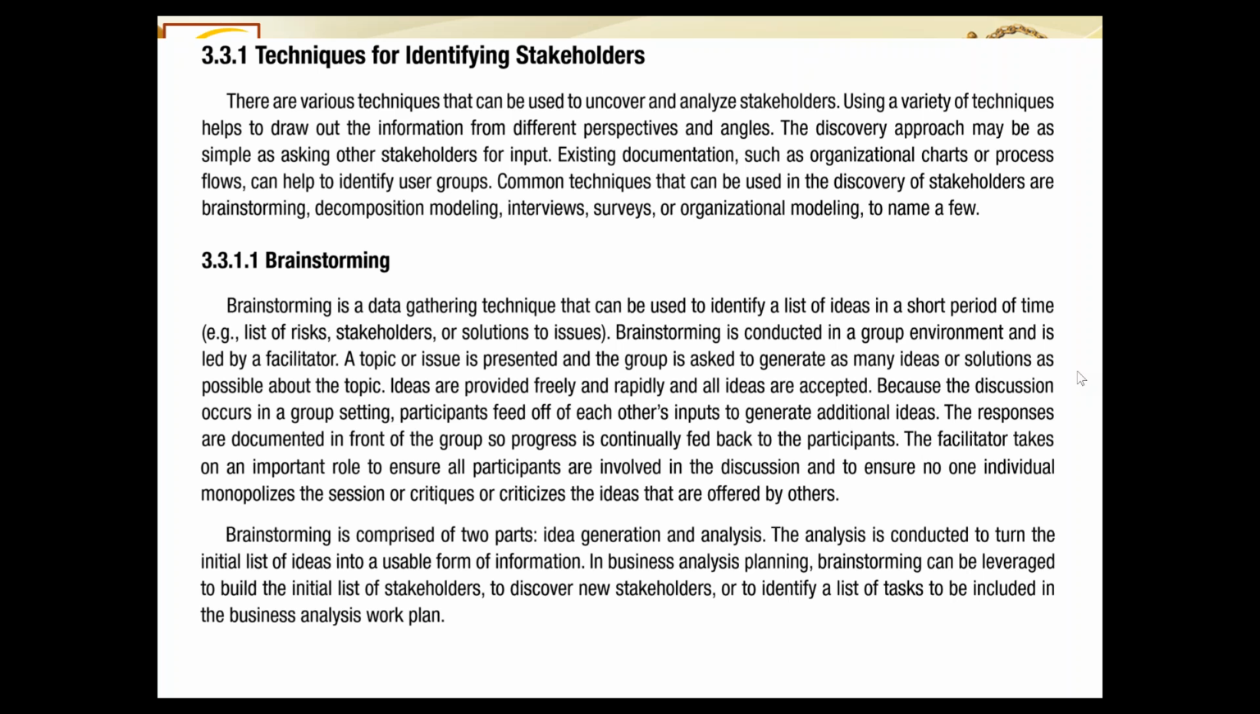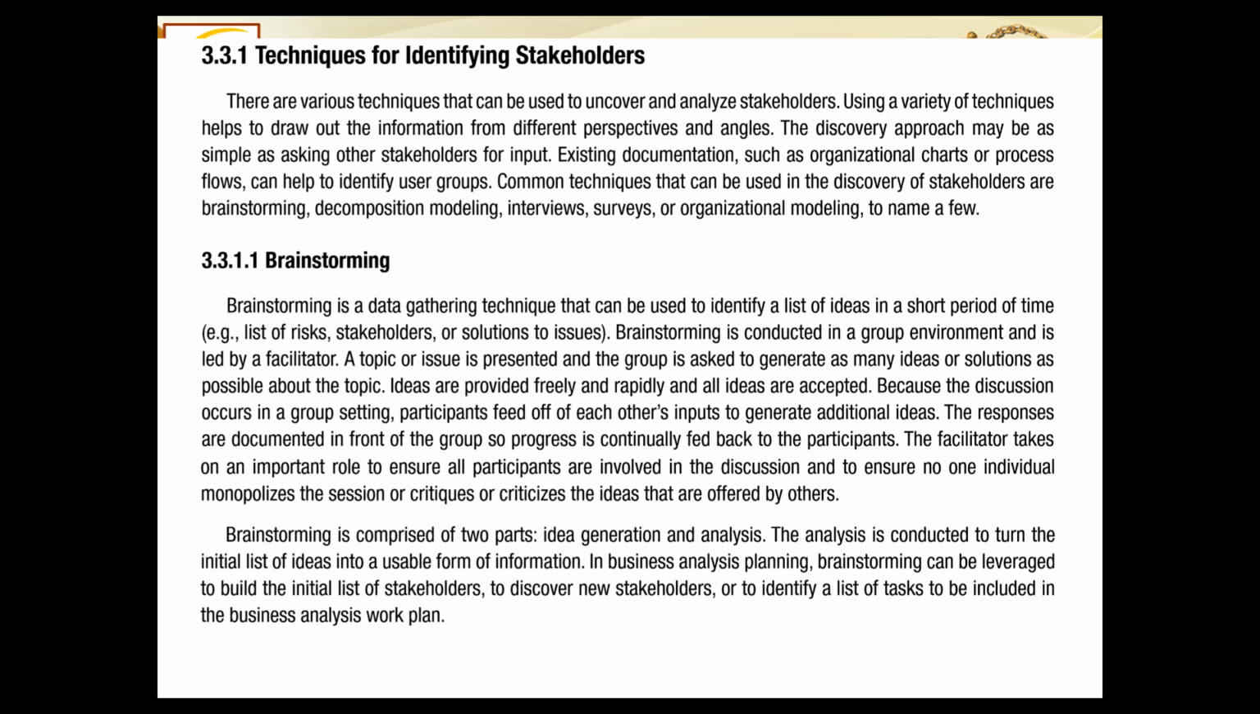Okay, so for doing this, what are the techniques for identifying the stakeholders? Naturally, we already know them. We have already studied them many times in project management also, but I'll just go through them. There are various techniques that can be used to uncover and analyze stakeholders. Using a variety of techniques helps to draw out the information from different perspectives and angles. So what we want is complete information. We want the stakeholders to be properly identified. Nobody should remain hidden, and I should be able to look at all perspectives and angles.